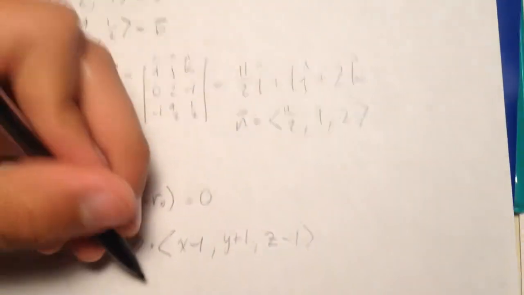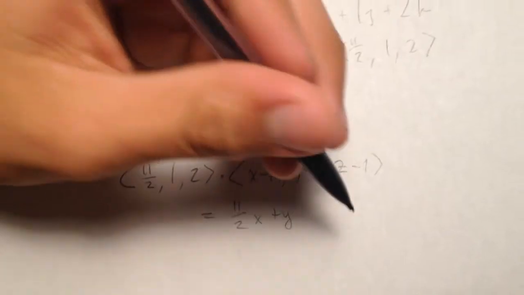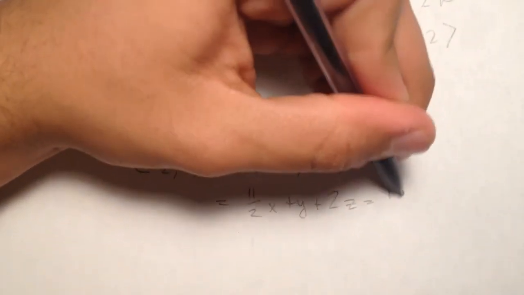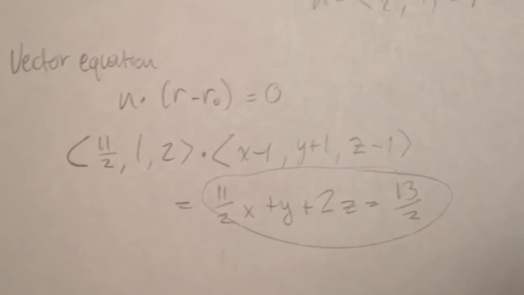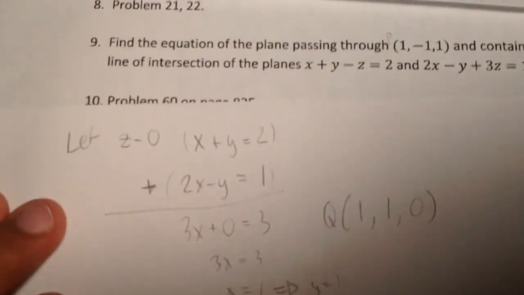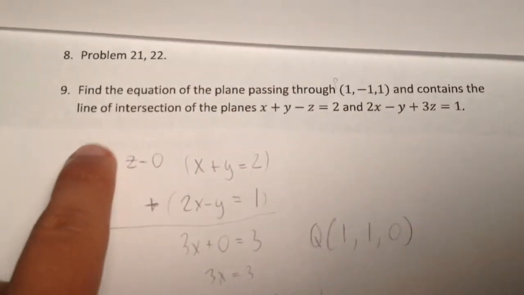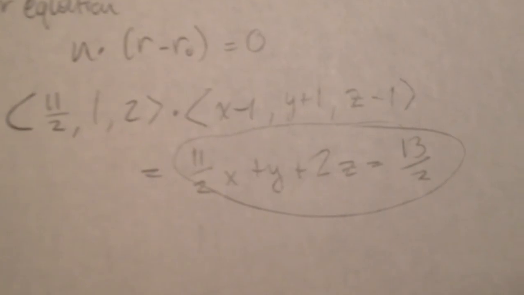And then that's going to give us 11 over 2 x plus y plus 2z is equal to 13 over 2. And that is our answer. That is the equation of the plane that passes through that point and contains the line of intersection of those two planes. So that right there.